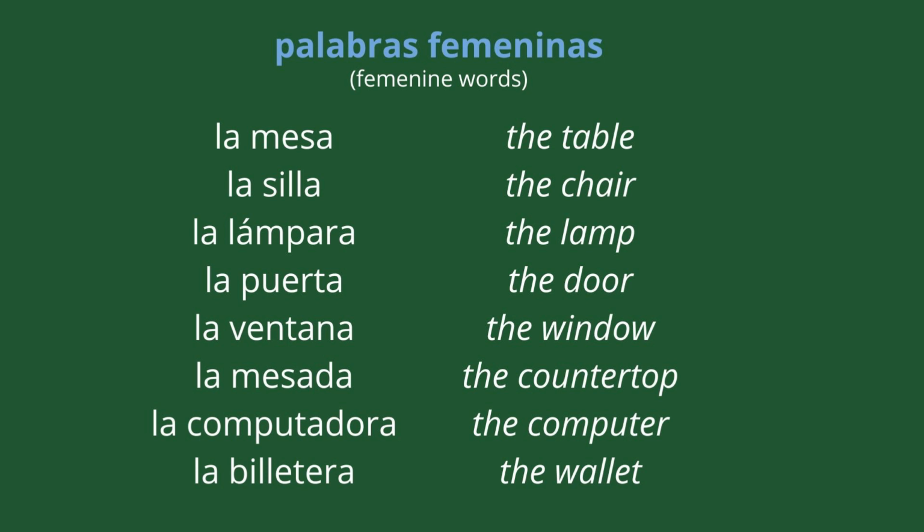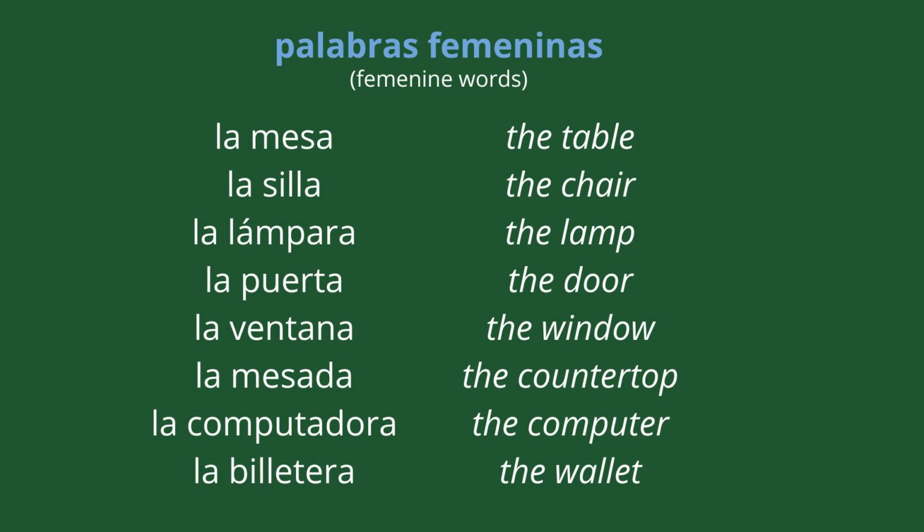Well, let's start by taking a look at this table. I'm gonna say the Spanish words on the left, and you're more than welcome to repeat after me in order to start practicing your pronunciation. La mesa, the table. La silla, the chair. La lámpara, the lamp. La puerta, the door. La ventana, the window. La mesada, the countertop. La computadora, the computer. La billetera, the wallet. All of these words are feminine.